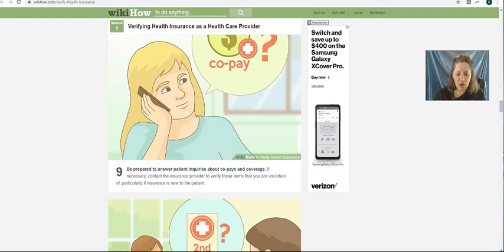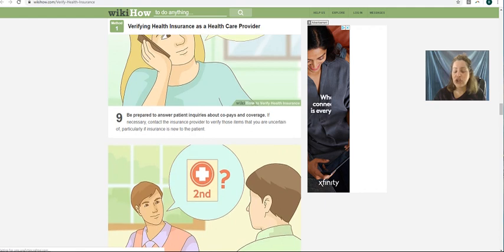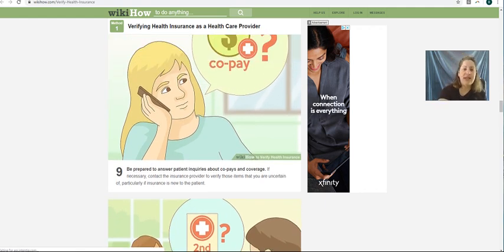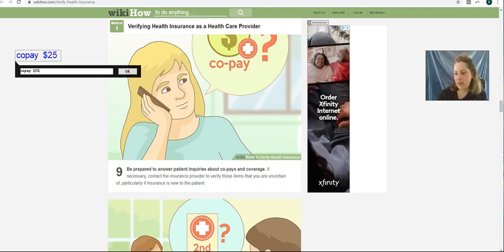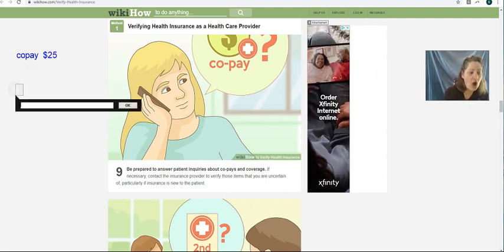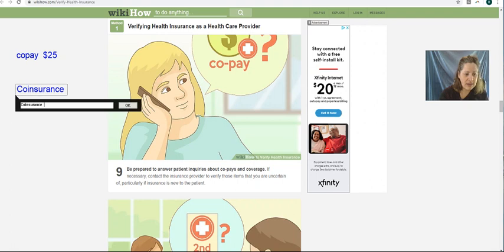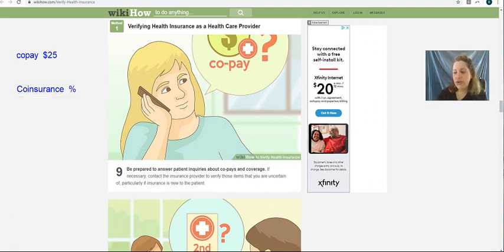We talked about copay, but then there's also coinsurance, which is a percentage. A copay is a fixed dollar amount. A coinsurance is a percentage. So the more expensive the service is, the higher the coinsurance would be.